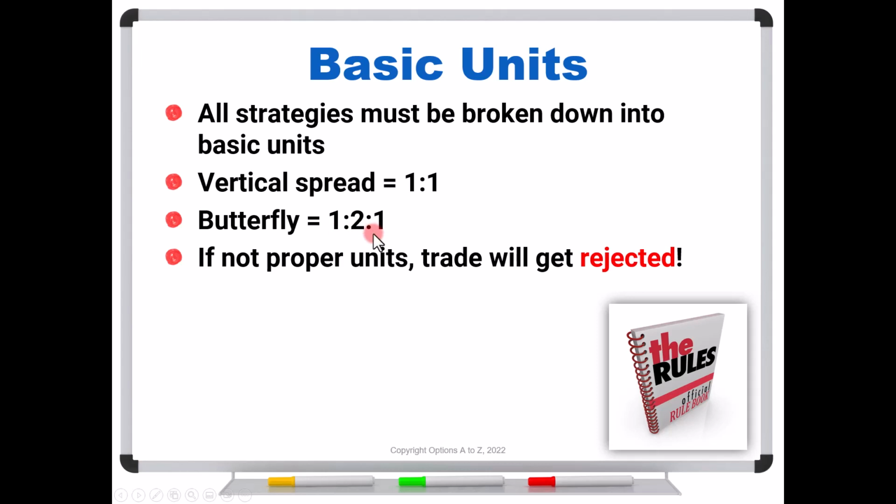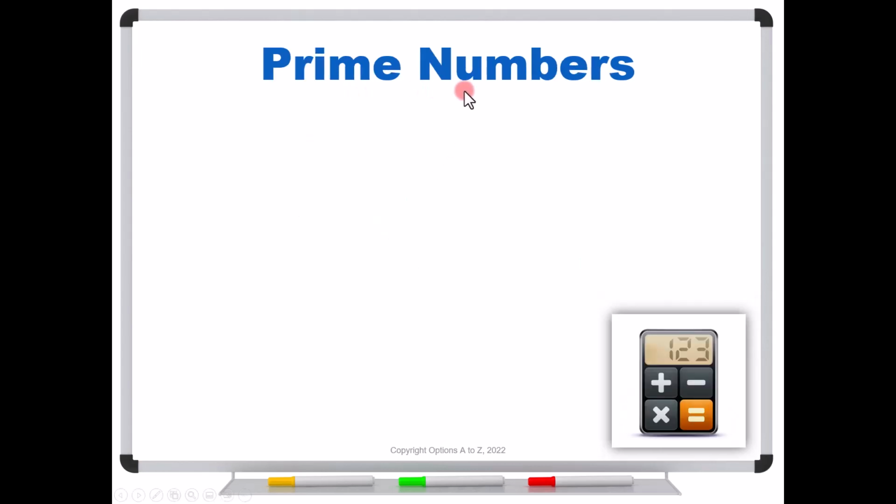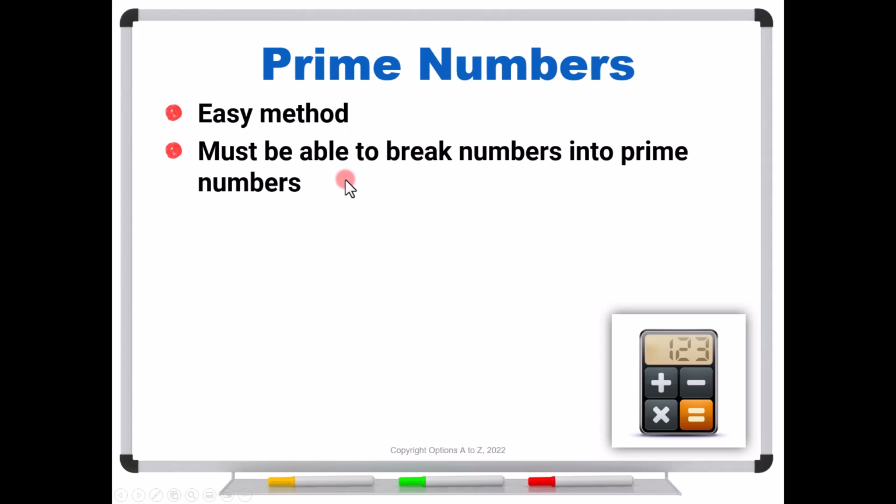So how do you figure this out? Sometimes it's easy, other times it's not so easy. The method I want to show you is by understanding prime numbers. This is a super easy, surefire method, but yes, it does mean that you must be able to break numbers down into prime numbers.